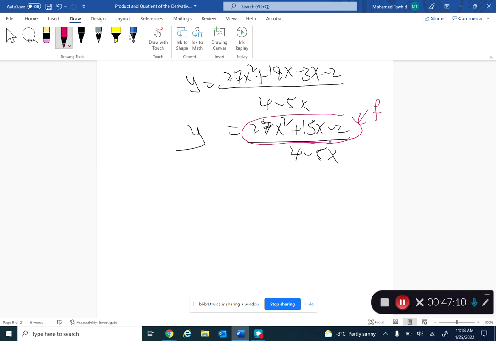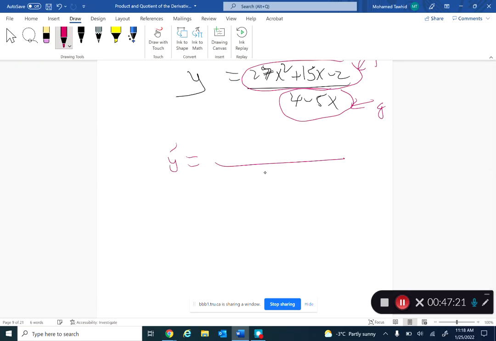That is my f. Whatever I have down here, that is your g, right? That is your g. F divided by g. The rule for y prime will be g squared, g f prime minus f g prime. That is our quotient rule. Then what is your g squared, guys? Here, g squared will be 4 minus 5x, squared. That is my g squared.